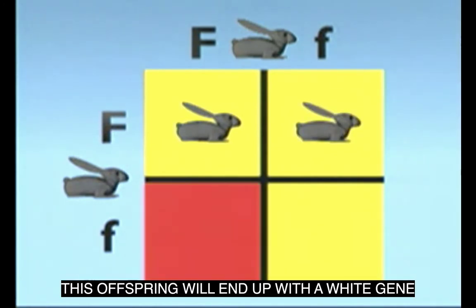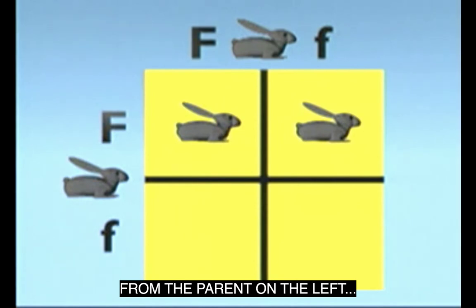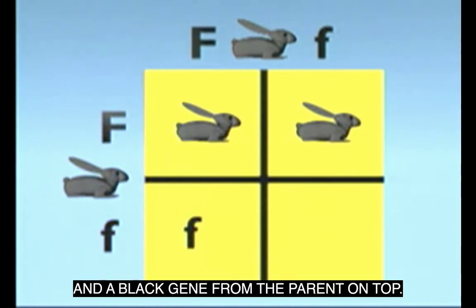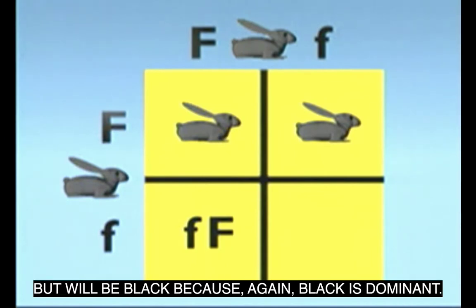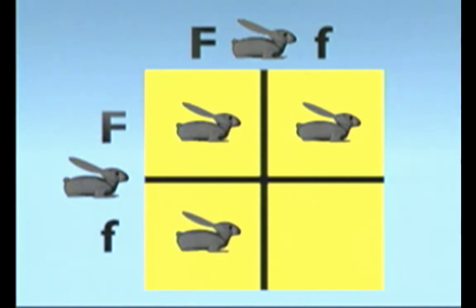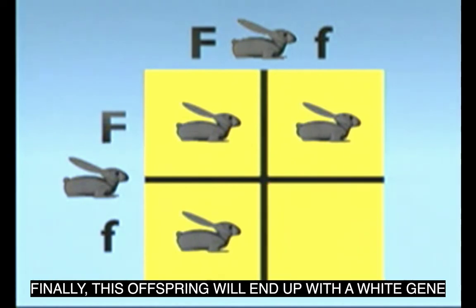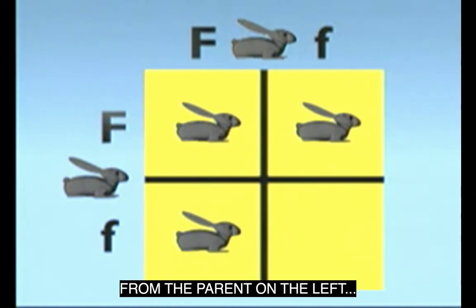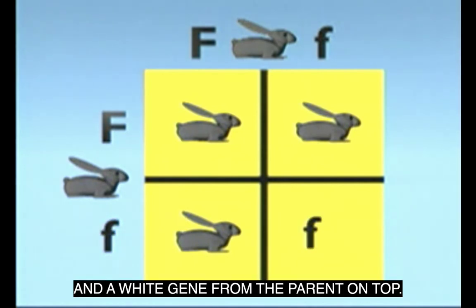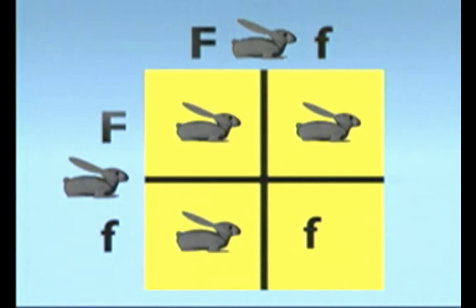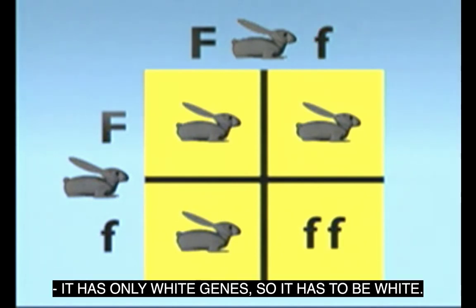This offspring will end up with a white gene from the parent on the left and a black gene from the parent on top. It will end up small f, capital F, but will be black because, again, black is dominant. Finally, this offspring will end up with a white gene from the parent on the left and a white gene from the parent on top. What color will it be? It has only white genes, so it has to be white.